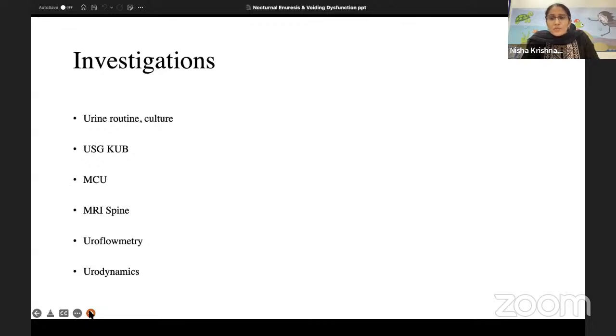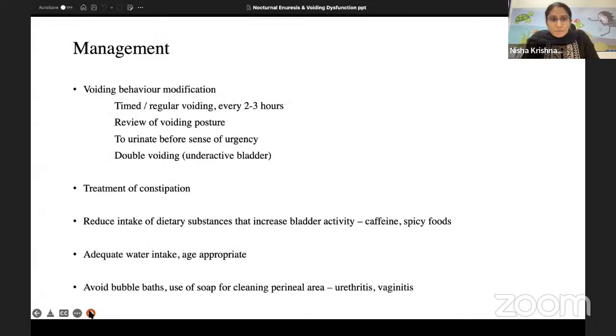In urodynamics, we look at the pressures of the bladder, of the detrusor contractions, the abdominal pressures. We look at what is the voided volume, how much time was taken. All this put together, no one investigation can answer all the questions. But when we have a combination of these, it will give us a fairly good idea of what kind of bladder we are dealing with.